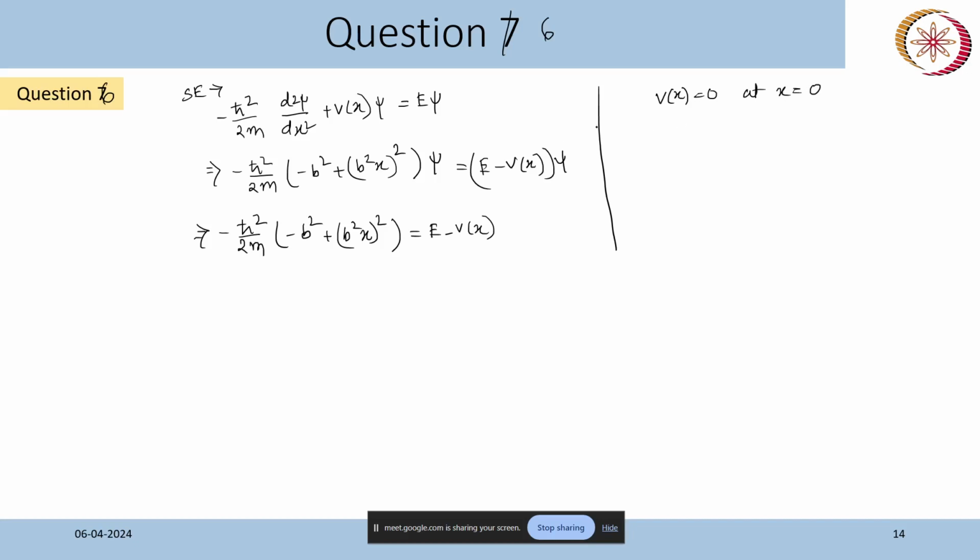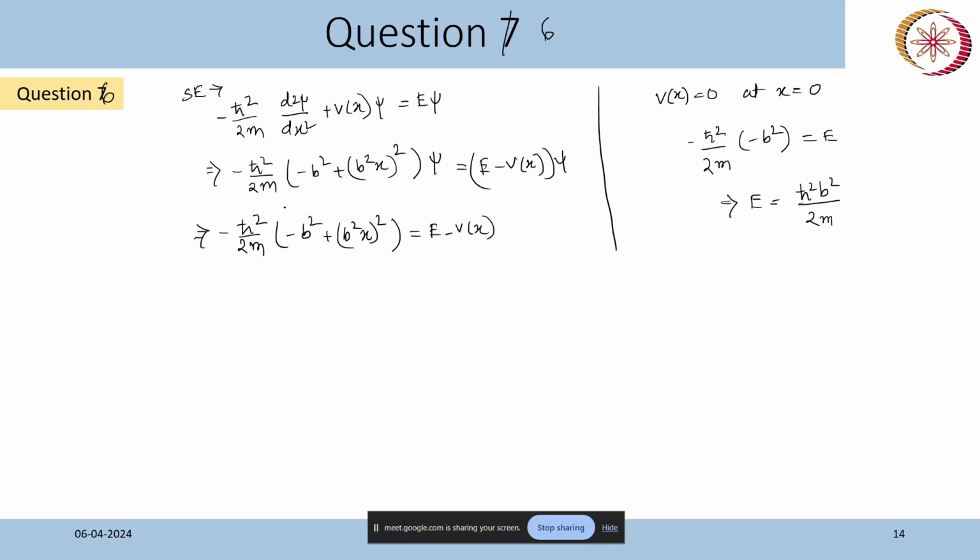That means the electron or the particle is not experiencing any kind of potential here at x equal to 0. So this is using from this expression. This is minus h bar square by twice m, minus b square is equal to E. So energy is equal to h bar square b square by twice m for this particular case.